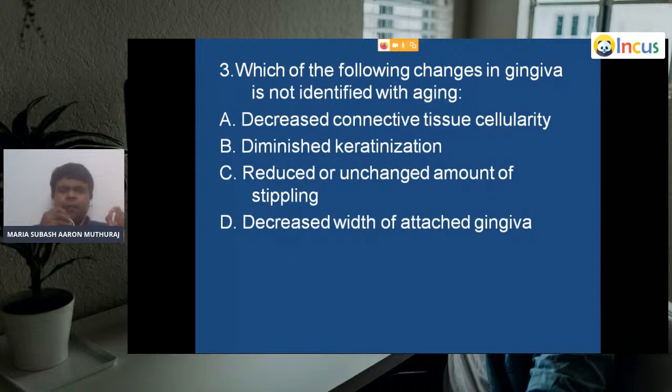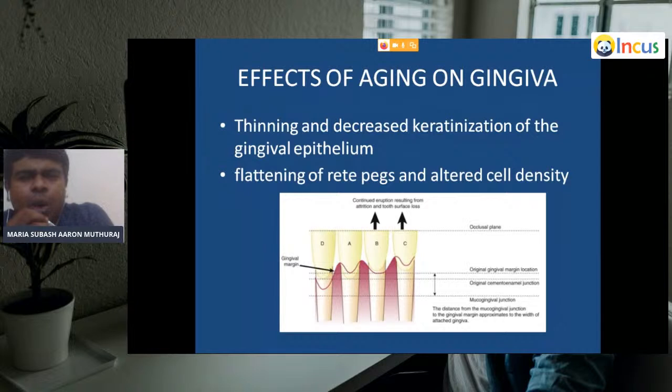But with aging, there will be an increase in width of outer gingiva. With increase in age, there will be an increase in width of outer gingiva. This picture clearly shows how there will be an increase in width of outer gingiva with aging. Okay, when compared to D.